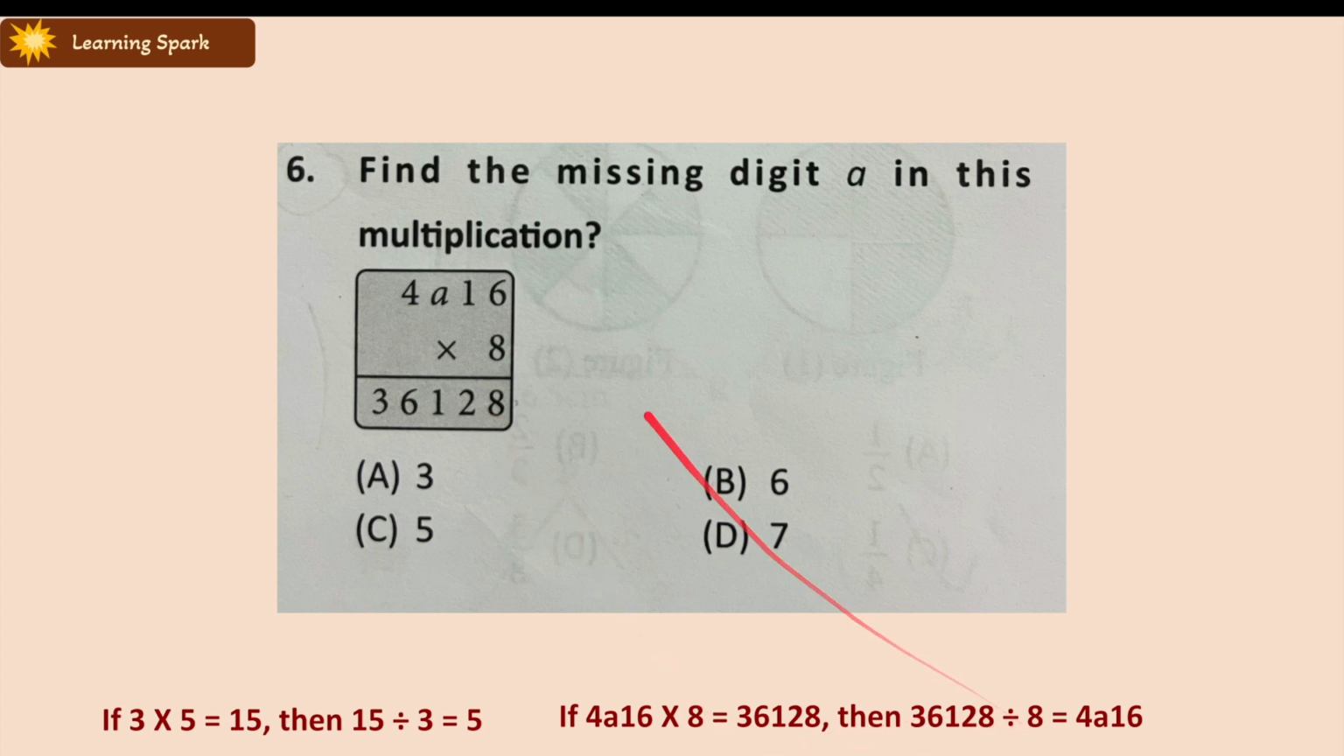then 36128 can be divided by 8 to get this number, to get 4A16, right? So let's divide this now. 36128 by 8. Okay, so the result we get is 4516. Okay, so 4A16 is actually 4516, which means that A's value is 5. All right, so this is the right answer.